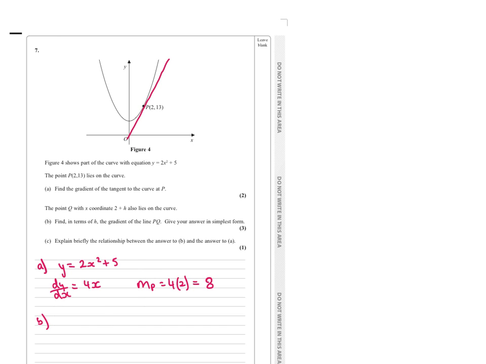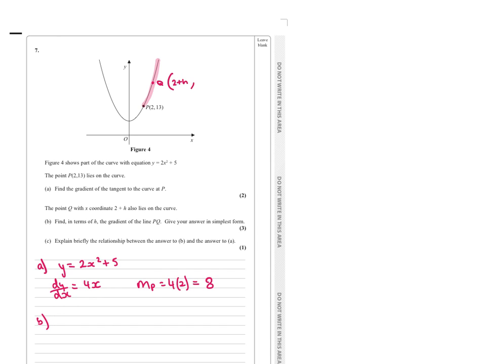Then at the point Q with the x-coordinate 2 plus h. Okay, so if we're assuming here that h is positive, 2 plus h would be anywhere above P, essentially, and it lies on the curve. Find in terms of h the gradient of the line PQ. Give your answer in its simplest form. So let's imagine it is here. So Q, we know that our x-coordinate is 2 plus h.